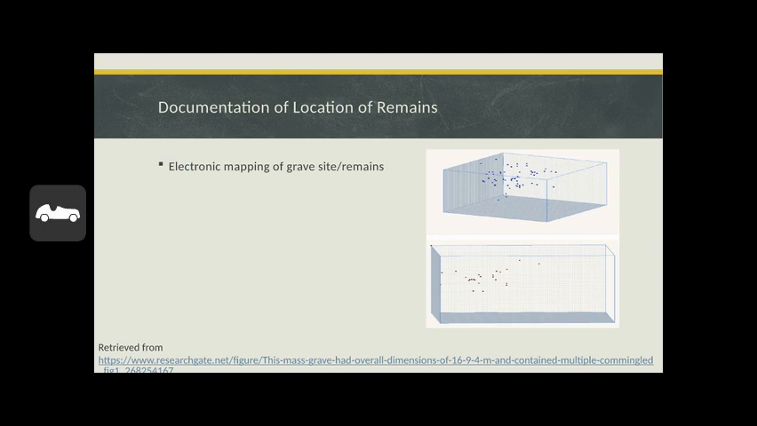Many of the individuals who committed such atrocities are still being brought to justice. As forensic anthropologists excavate these mass grave sites to unearth evidence against these perpetrators, electronic mapping is a useful tool to help the court visualize the scope of the defendant's actions.